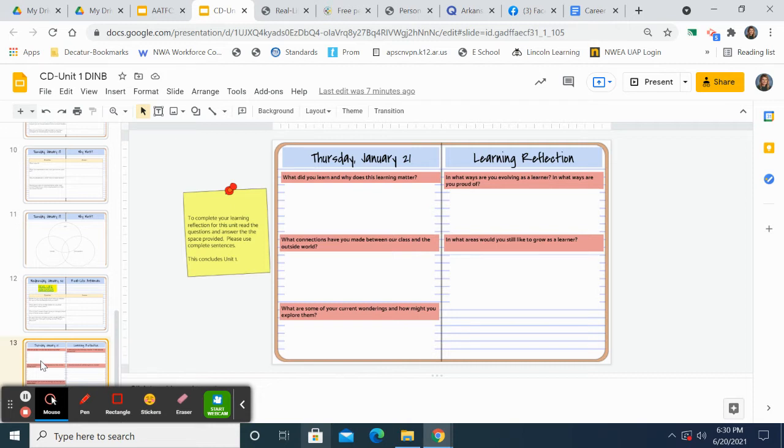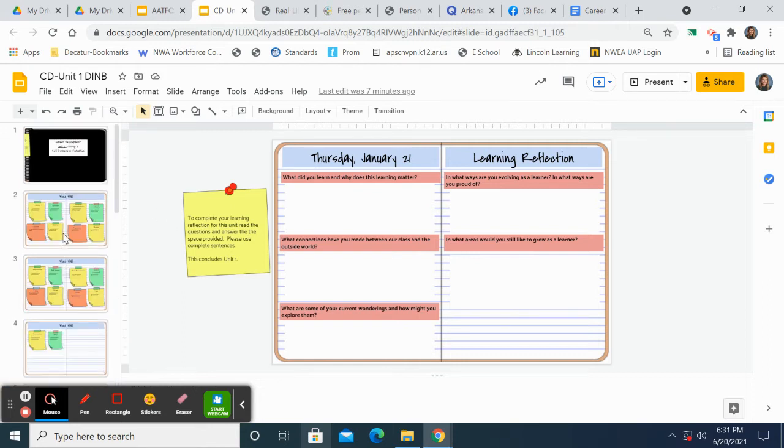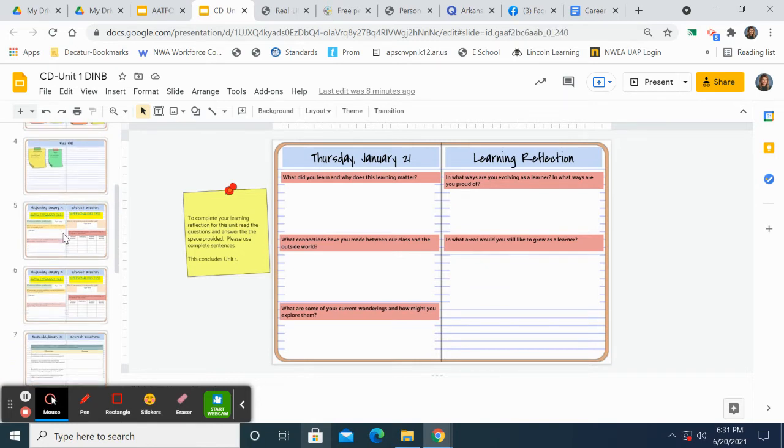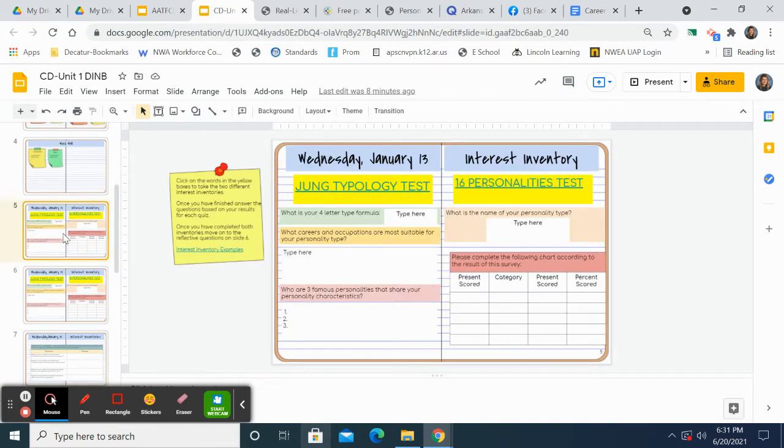So it would be unrealistic for me to post one giant grade after 2 weeks of work. What I do is I go through, and in Google Classroom, you can actually see students' work without them turning it in. So instead of giving my students a big DINB Unit 1 grade out of a big amount of points, I go through and I grade each individual slide.